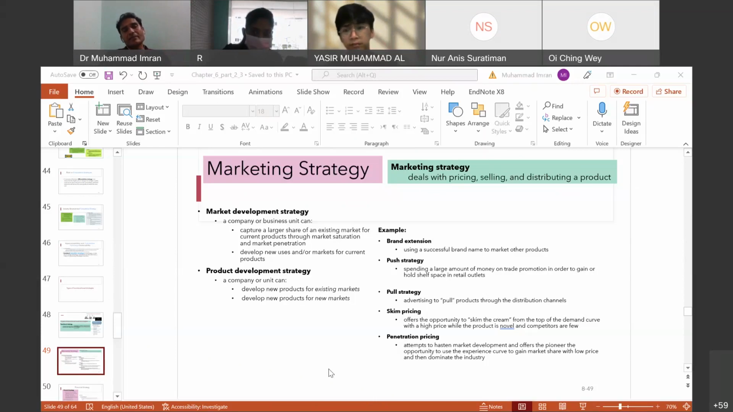Market development strategy: a company or business unit can capture a larger share of an existing market for the current products, meaning existing market and existing products, through market saturation and market penetration. Develop new uses and markets for the current products. So let's discuss market saturation and market penetration.